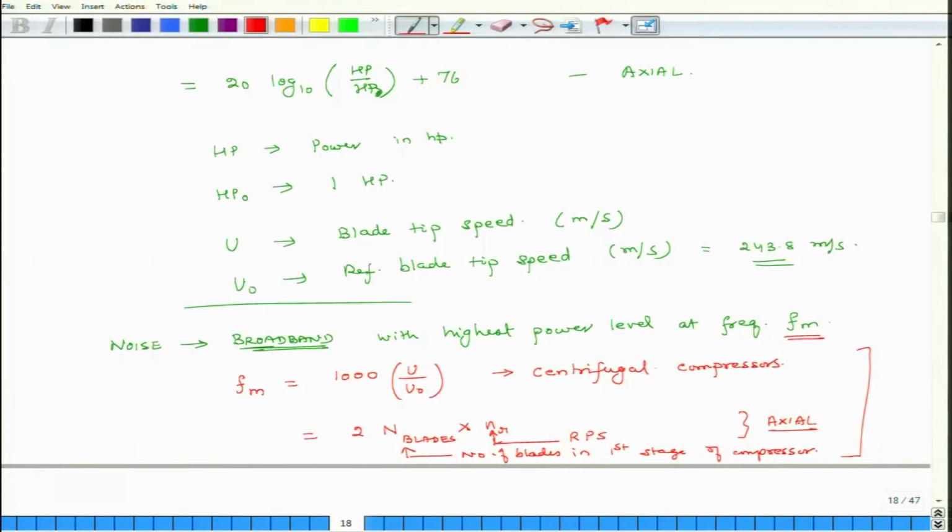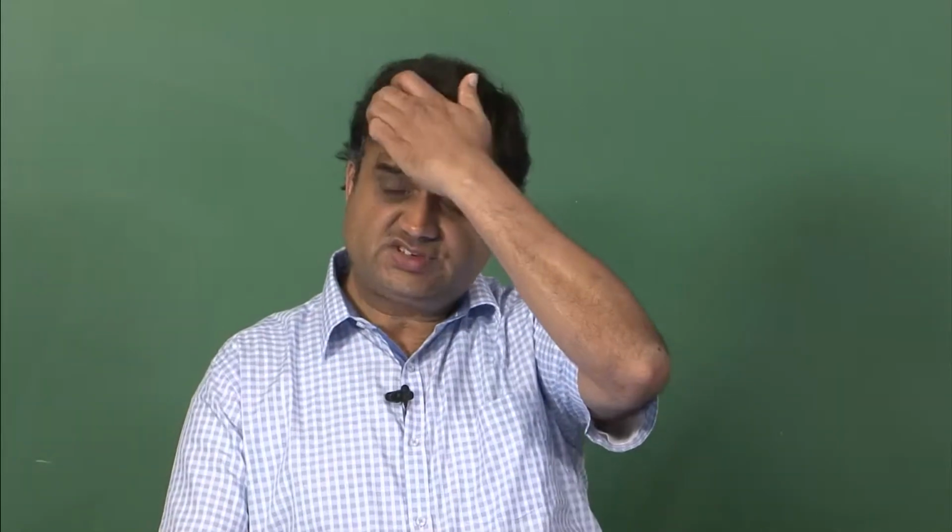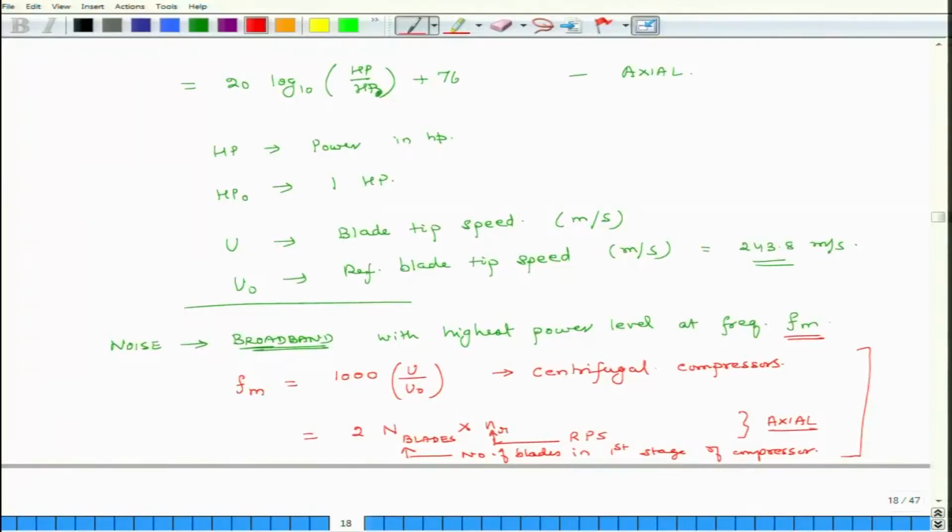So, what you have learnt is how to compute sound power level for compressors, and there are two different relations, one for axial compressors, another for centrifugal compressors, and this noise which comes out of compressors is typically broadband, but it has a maximum amplitude at a particular frequency called Fm, and the value of that Fm can be computed approximately by these two relations. Okay. So, that is what I wanted to discuss today.